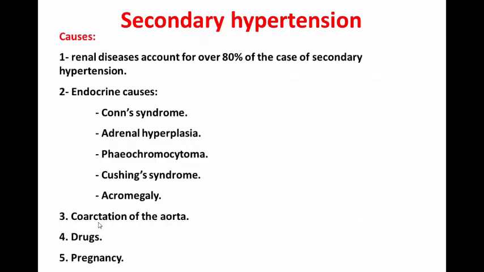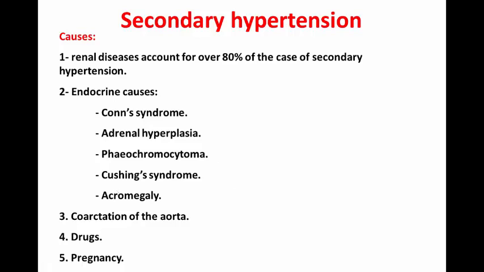The causes of secondary hypertension include renal diseases, which account for more than 80% of cases of secondary hypertension. We have endocrine causes of secondary hypertension, including Conn's syndrome, adrenal hyperplasia, pheochromocytoma, Cushing's syndrome, acromegaly, and these will be described to you in details in the endocrine block.